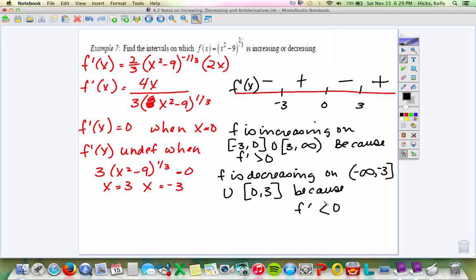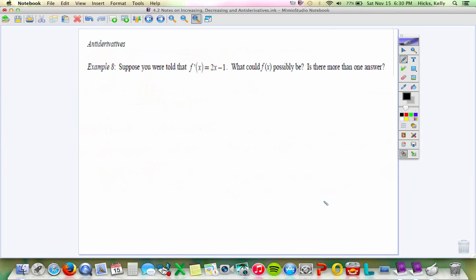All right, so summing up what we're doing here, we're looking at the original function and determining where it is increasing or decreasing based on the sign of the derivative. So we're taking the original function, finding the derivative, determining where that is positive or negative, and then that tells us where the function is increasing or decreasing. All right, let's look at the next example.